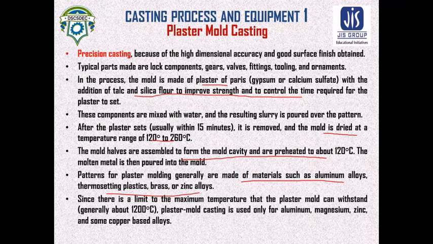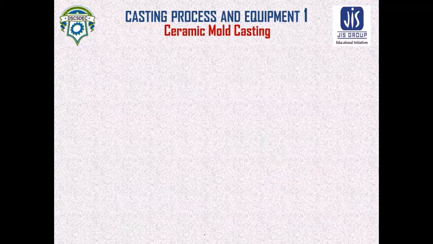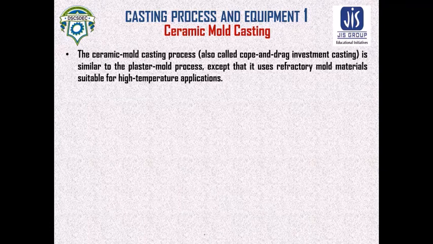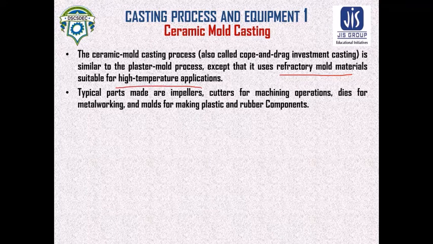Since there is a limit to the maximum temperature that can be resisted by plaster of Paris, the plaster mold can be used for casting only of aluminium, magnesium, zinc and some copper based alloys. Now ceramic mold casting is similar to plaster mold casting, except it uses refractory mold material, suitable for high temperature application. Typical parts made using ceramic mold casting are impellers, cutters, machining operations, dies for metal working, molds for plastic and rubber, and other components.